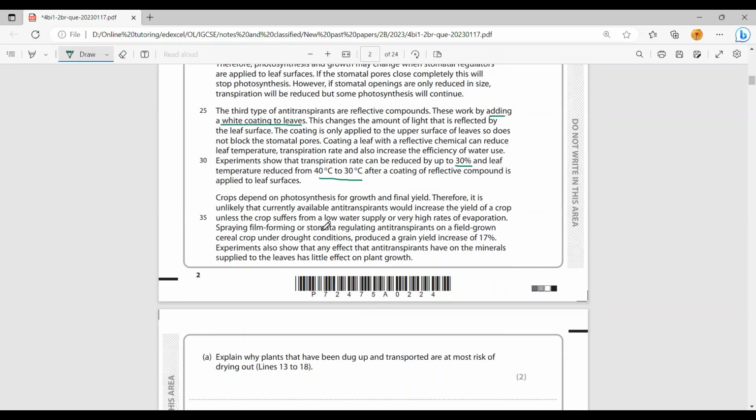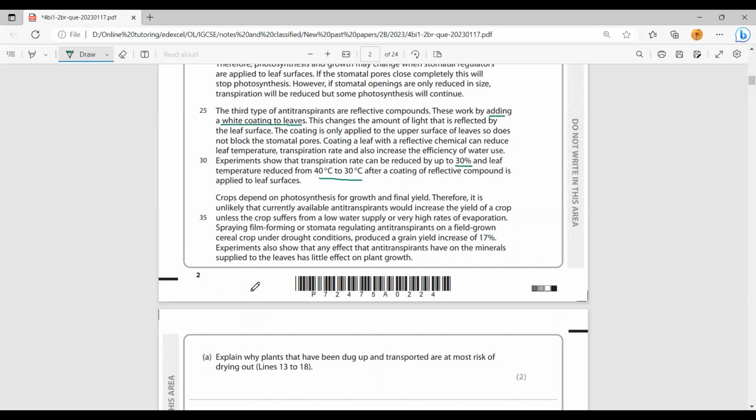Crops depend on photosynthesis for growth and final yield. Therefore, it is unlikely that currently available anti-transpirants would increase the yield of a crop unless the crop suffers from a low water supply or very high rates of evaporation.